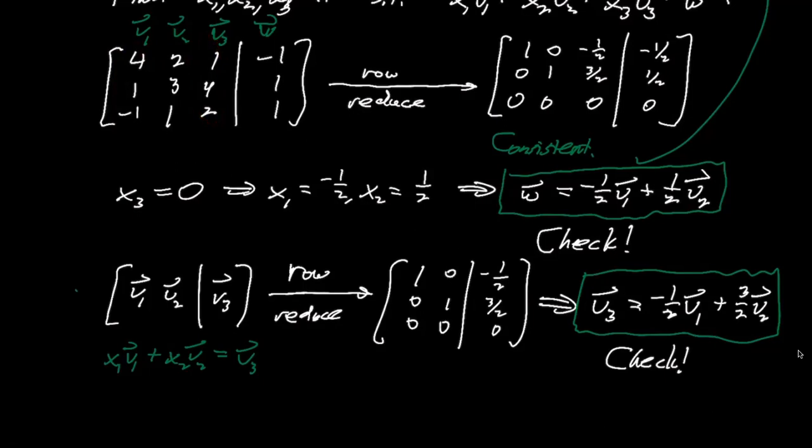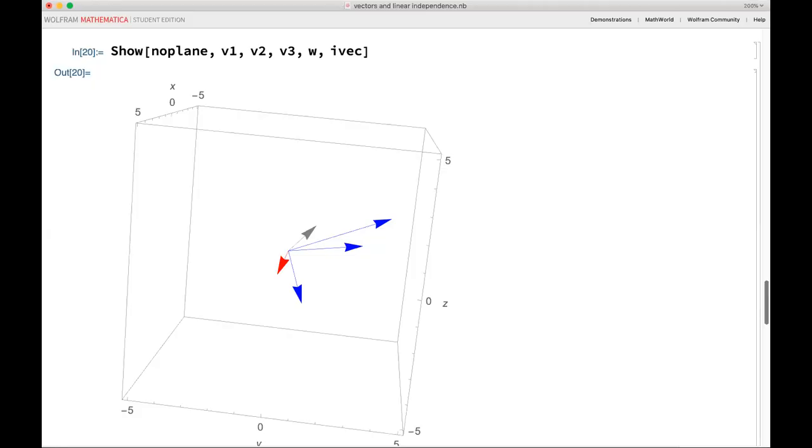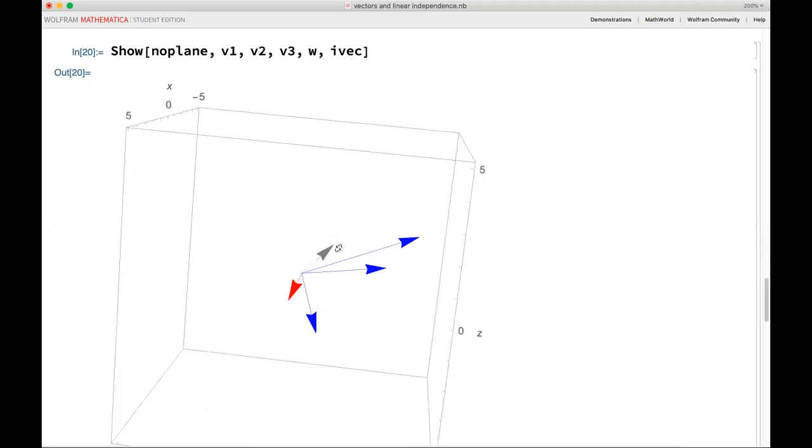So I actually have a visualization of this. Let me see if I can change the share. Okay, so here is a picture of all of these vectors. So the three blue vectors are V1, V2, and V3.